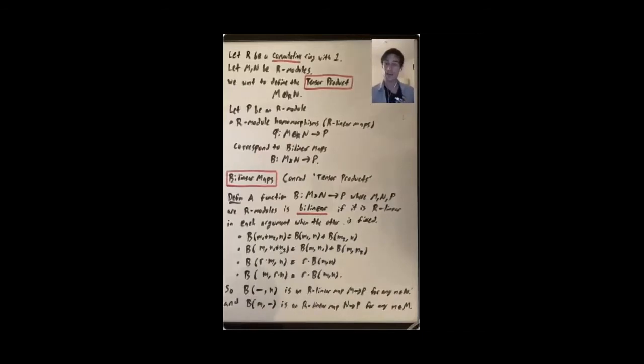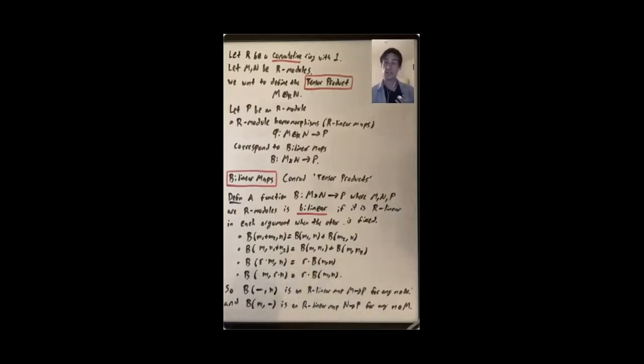Well, what about the action of R on M and the action of R on N? B of (R times M, comma, N) is R times B(M, N). Similarly, B of (M, comma, R times N) is R times B(M, N). So you can pull out these R's if they occur in either of your two arguments.